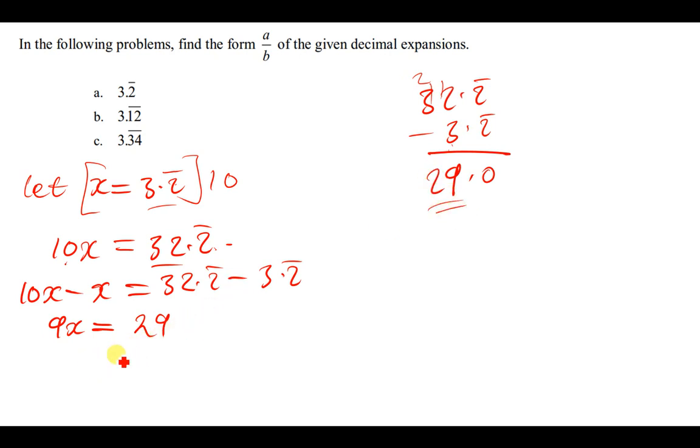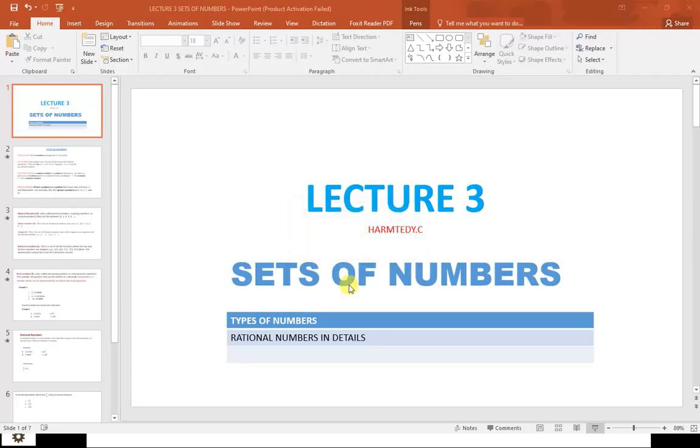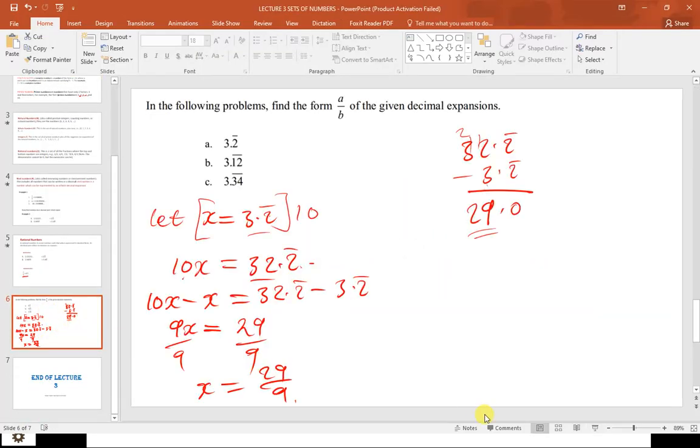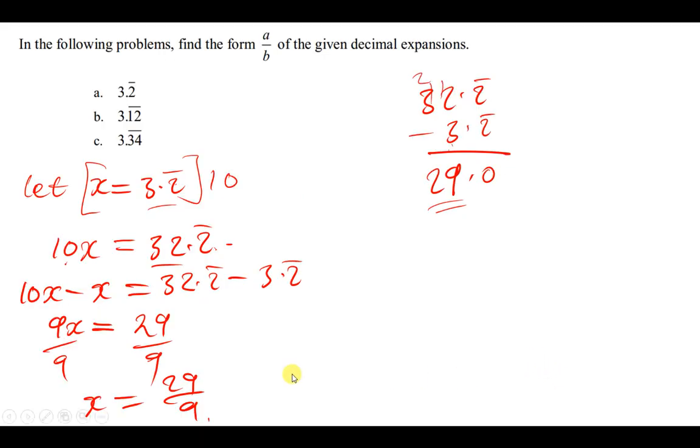So we have 29 there. We can divide everything by 9, so the value of x becomes 29 over 9. So this is how you do it. Let me just go back to the slide. Alright, so we have that: 29, x is equal to 29 over 9. That's the solution. Let's move on to the next one.